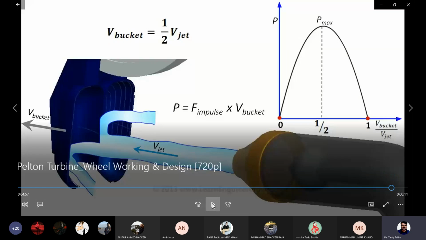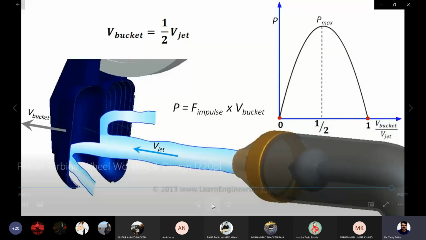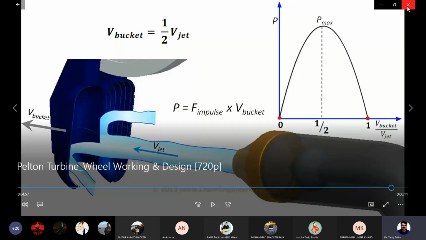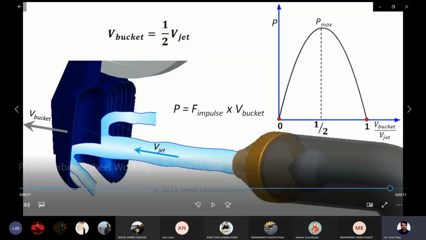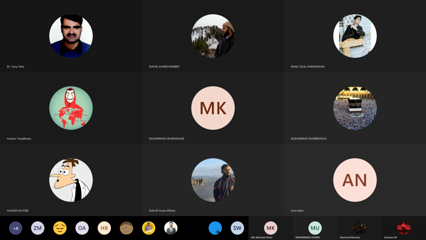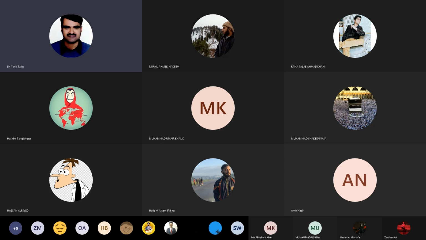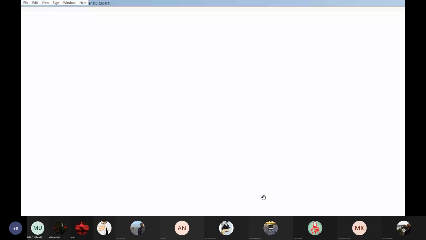Okay, so this was it from the slide. So you must have picked up a few things. So let's see the equation for the Pelton turbine. Let me share the lecture slides now. Okay, so hopefully you can see the lecture slides here.